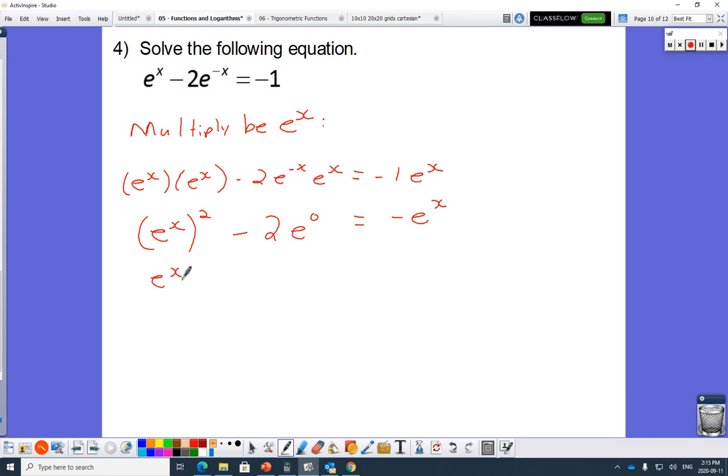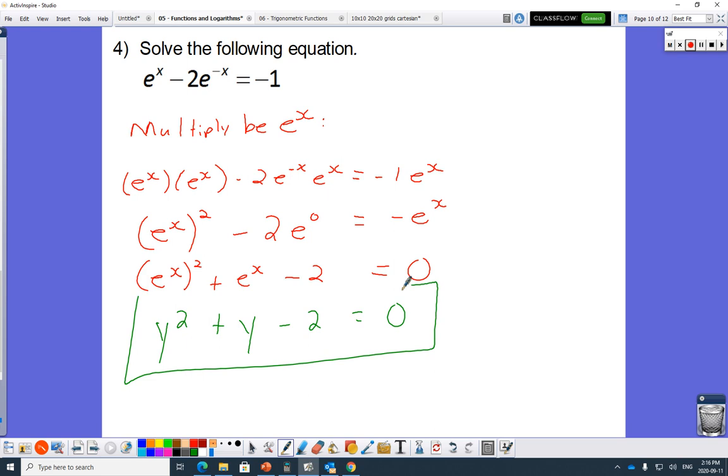E to the x. I'm going to bring over that other e to the x. And we got to talk about e to the 0. What is e to the power of 0? What's anything to the power of 0? 1. So this is a negative 2. And then I'm going to write something underneath that's supposed to help.